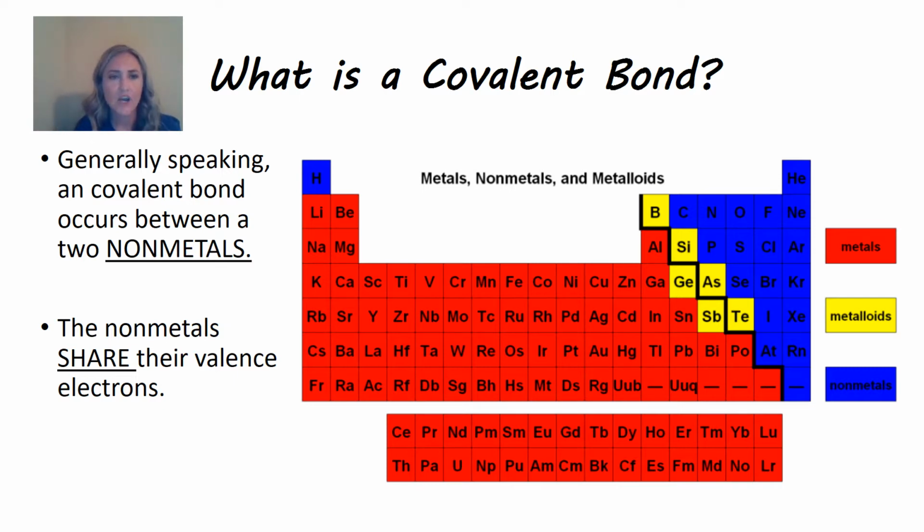Nonmetals have pretty similar electronegativities. Don't be scared off by that word yet. We'll talk more about it if that's unfamiliar. But in my last video, I talked about how electronegativity is kind of an element's pull for electrons. And so nonmetals have a pretty high pull for electrons. And so neither nonmetal in a covalent bond is really willing to completely give up their valence electrons, so they share.